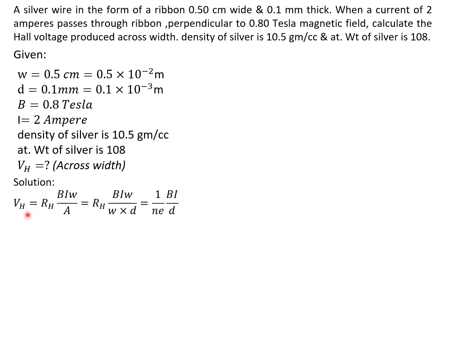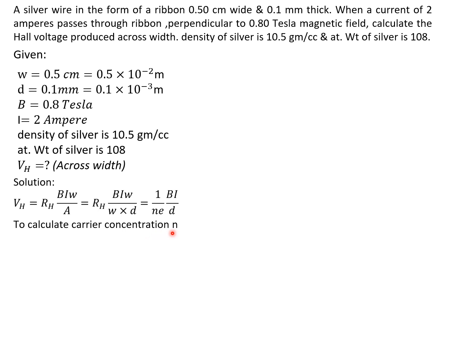The formula for V_H is R_H into B I W upon A. See that this W is the side across which Hall voltage develops, right? So this is B I W upon A, where A is the cross-section area, which is W into D. W will get cancelled. Finally, V_H is 1 upon Ne into B I upon D. On the right hand side, B is known, I is known, charge of electron is known, and the thickness of the specimen is also known.